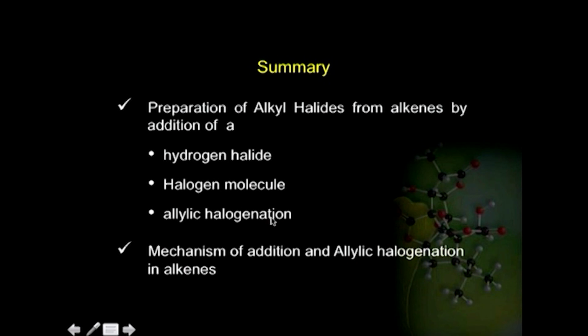The allylic halogenation is also following the free radical mechanism, for which we need a molecule which can initiate the formation of radicals. So, this was all about the preparation of alkyl halides using alkanes, alkenes and alcohols.